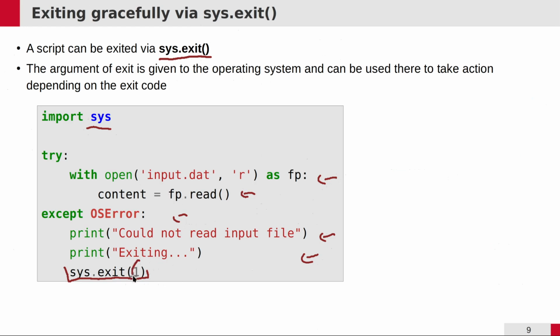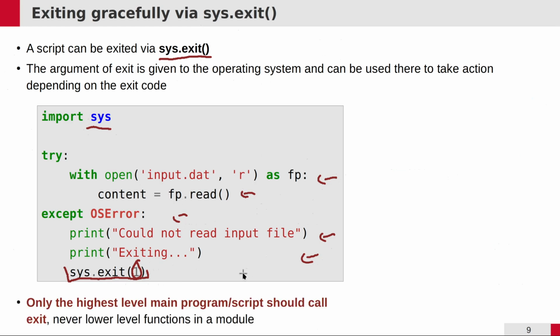Here I'm passing a number 1, which is a non-zero number. The convention is we pass a 0 to the operating system if the execution was successful, and a non-zero number, typically a positive number, if the execution was not successful. It's very important that sys.exit you should only call in your main program at the very, very highest level. So do not try to call it from functions inside.